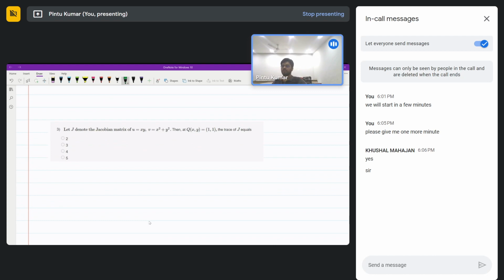So here we are given with some function. This is a function from R2 to R2. It is a function from (x, y) to some space in (u, v), which is (xy, x square plus y square). So this is u and this is v. And we want to find the trace of this Jacobian. Trace is nothing but the sum of the diagonal elements. So let's find the Jacobian first.